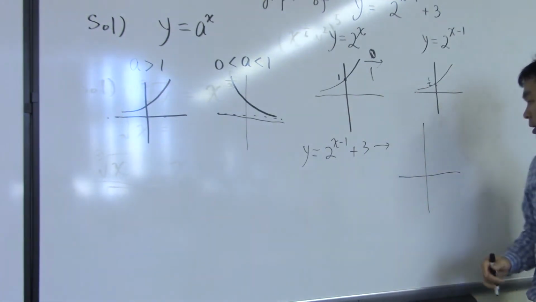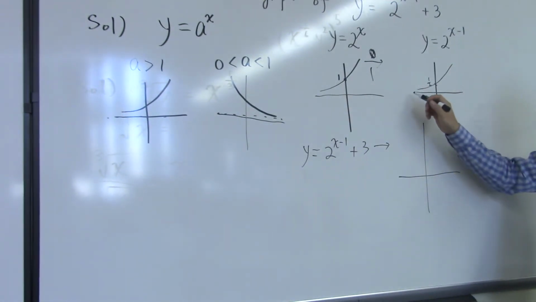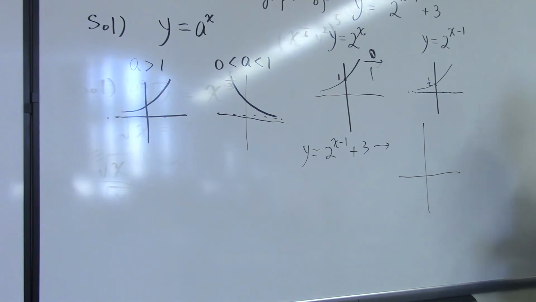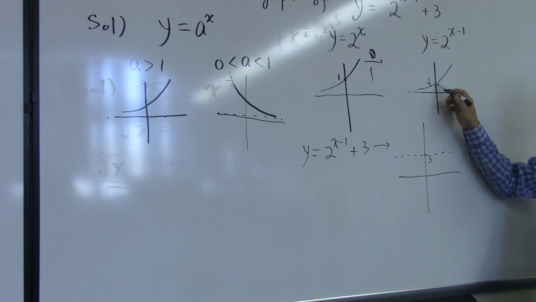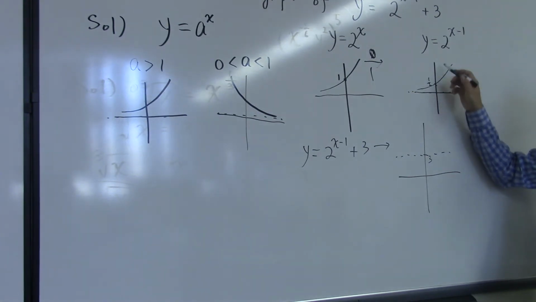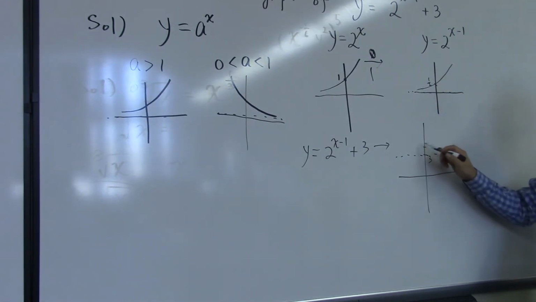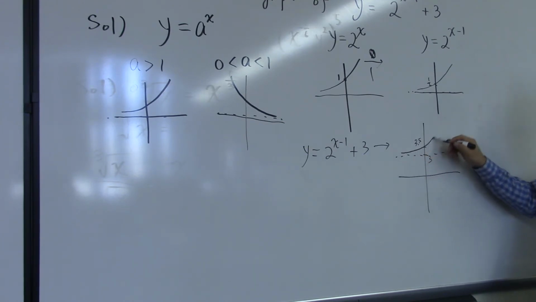Right? So this x-axis here is a horizontal asymptote, but because you're shifting everything up by 3, now the horizontal asymptote is at 3. So let's say this is 3, and this is 1/2. So if you increase that by 3, that's 3.5 here. So let's say this is 3.5, and the graph goes like that.